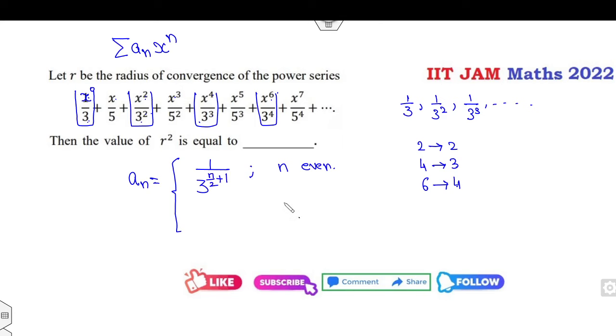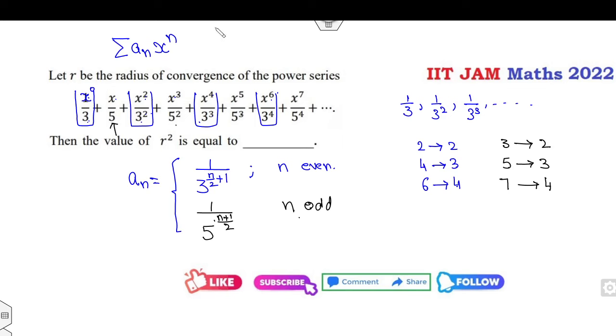On the other hand, when n is odd, in this series, if the power is 3, then it is 2. If the power is 5, then it is 3. If the power is 7, then it will be 4. So how can you find that? It is n plus 1 over 2. 7 plus 1, 8 over 2; 5 plus 1, 6 over 2; 3 plus 1 over 2.